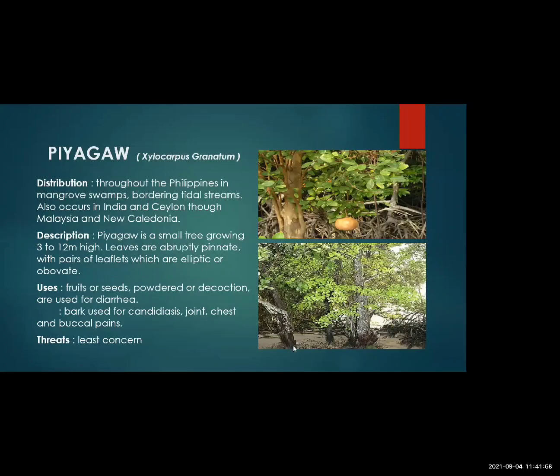Third, we have piagaw or Xylocarpus granatum. Distribution. Throughout the Philippines in mangrove swamps, bordering tidal streams, also occurs in India and Ceylon, through Malaysia and New Caledonia. Description.